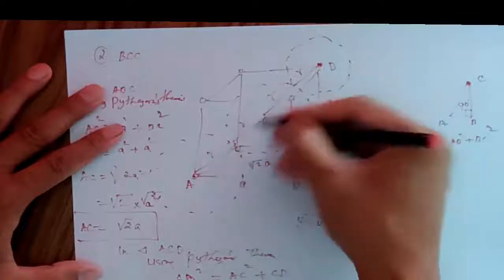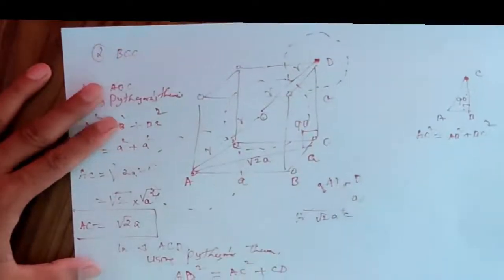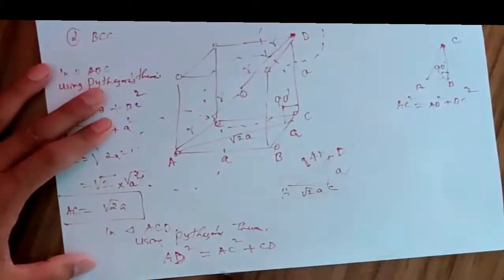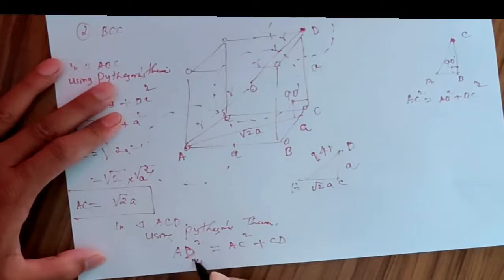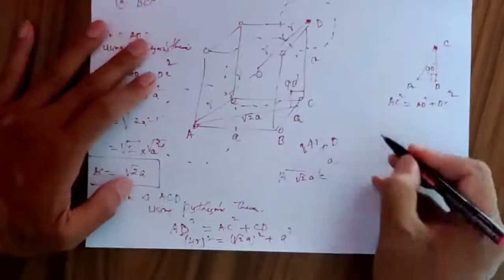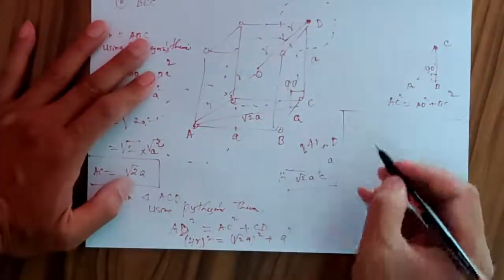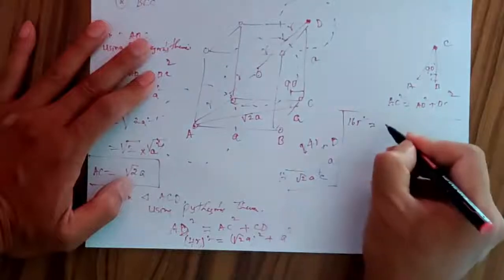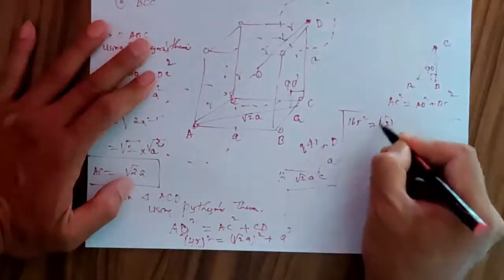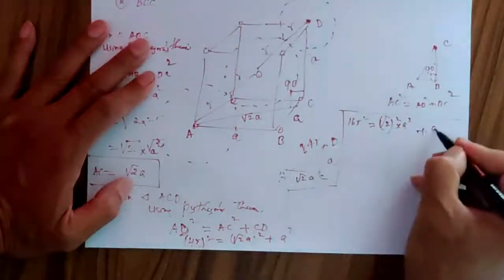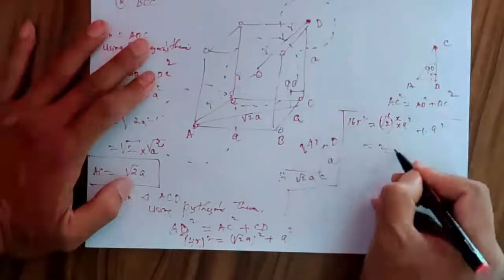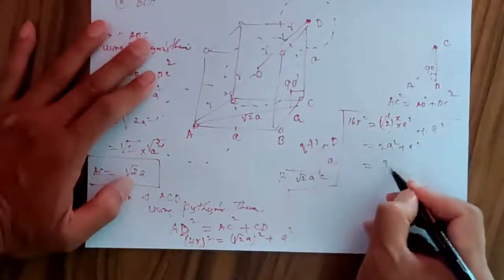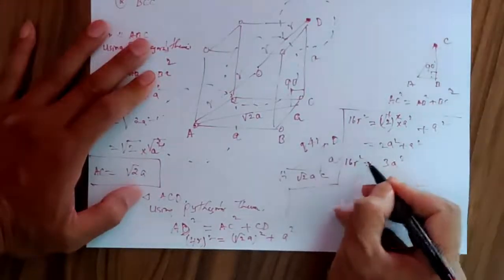AD, how many R? 4R. AD is 4R. So 4R whole square equals AC, root 2A, square plus CD, A square. 16R square equals root 2 whole square A square plus A square, which is 2A square plus A square, so this whole thing is 3A square.